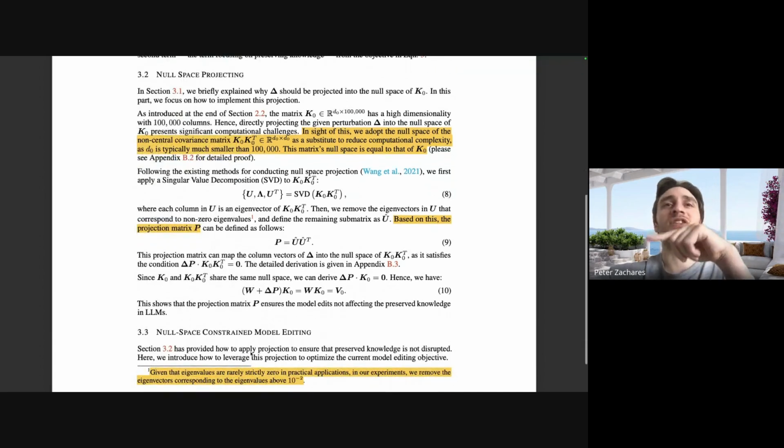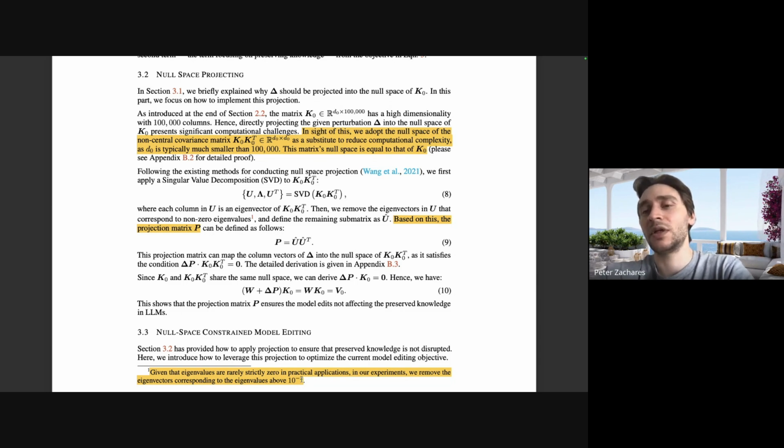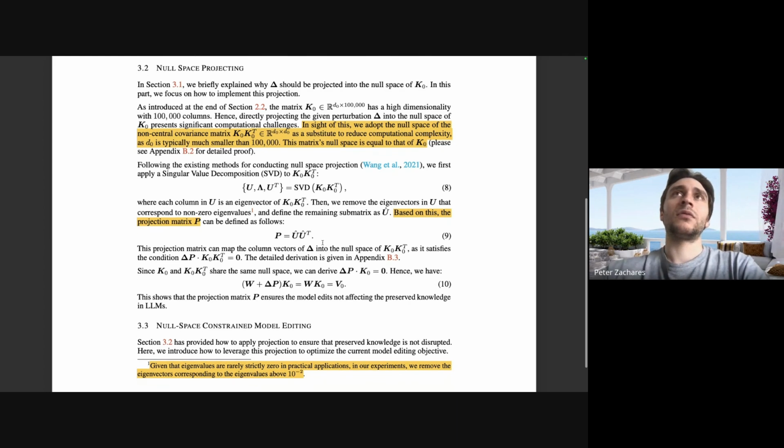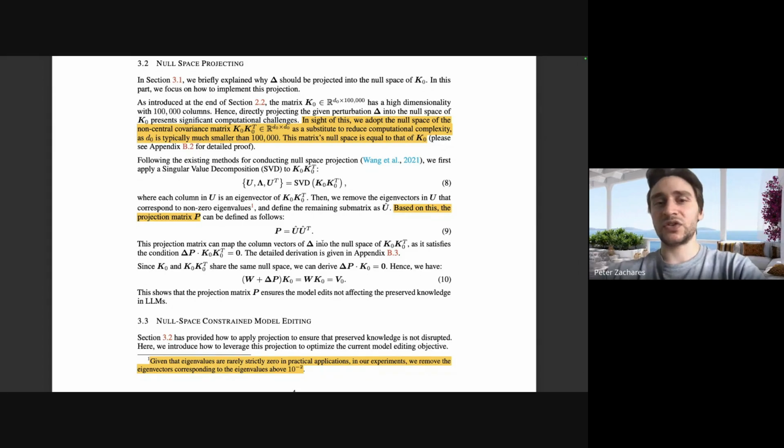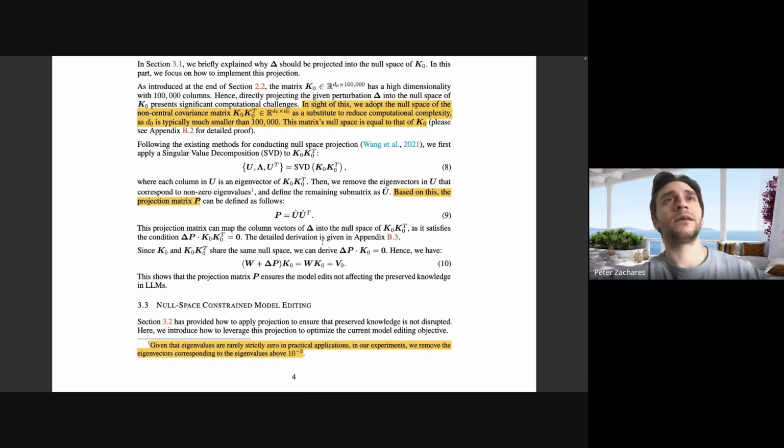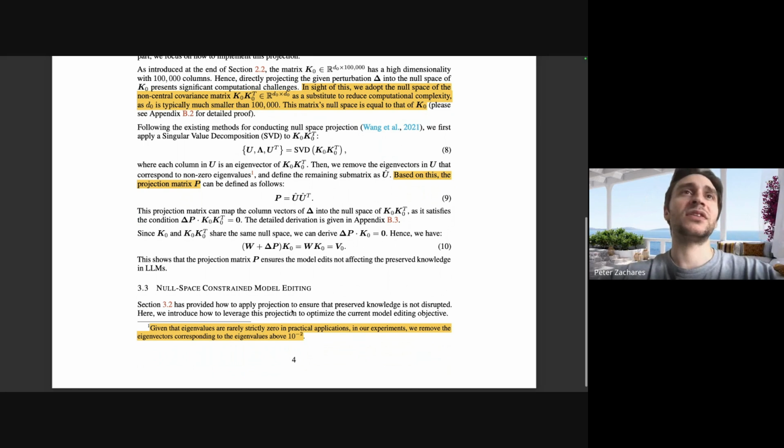And one thing I wanted to say for anyone who is wondering is that they point out it's really rare for there to be actual eigenvalues that are 0 in practical application. So any eigenvector with a corresponding eigenvalue less than 10 to the minus 2 is considered to be 0. And that's how they calculate the projection matrix, which is probably why you'll see in the results that it doesn't completely preserve the old knowledge. But anyway, that's how they do it.